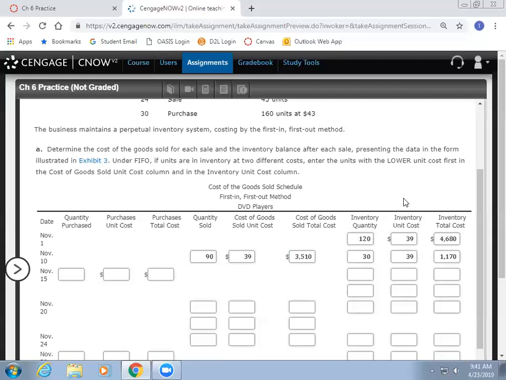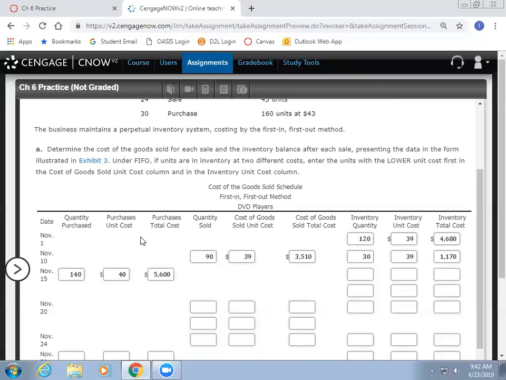Then we go to the next date, November 15th, where we made a purchase. We purchased 140 units, and our cost was now $40. 140 at $40, so $5,600. When we make a purchase, it goes on the left: 140 at $40, total $5,600. We didn't have a sale there, so all we have to do is update our inventory.